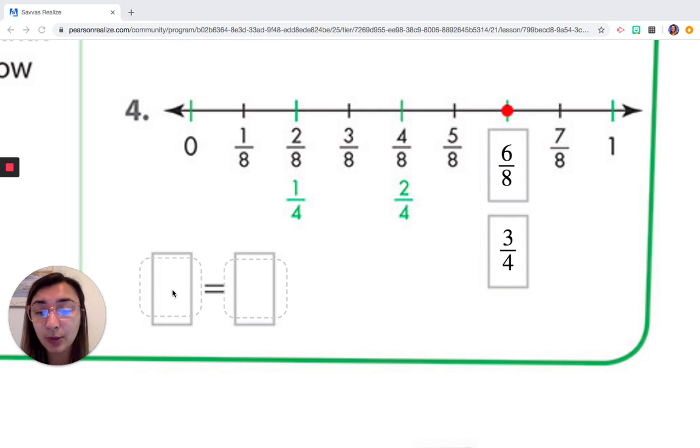So the same thing here, what we're going to do is we're going to write 6/8 equals 3/4. So here we go, 6/8 equals 3/4, and we know that they are equivalent fractions because they have the same spot on a number line, and also we used division to check ourselves.